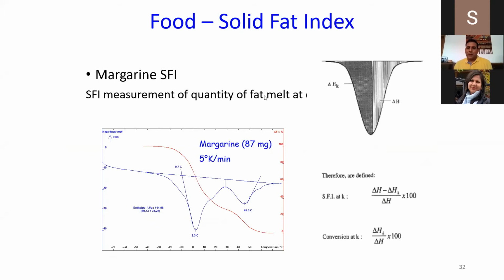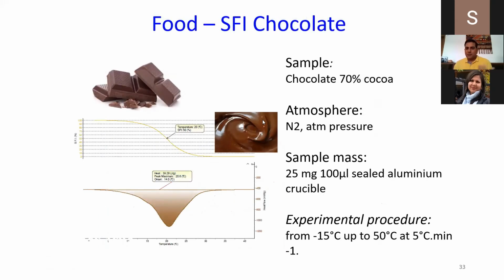Then the solid fat index. You can calculate it by this also. You can see the Tg part from here, where there is a sharp change in Cp values. So you will say the Tg is somewhere here. Then again, the solid fat index for chocolate.